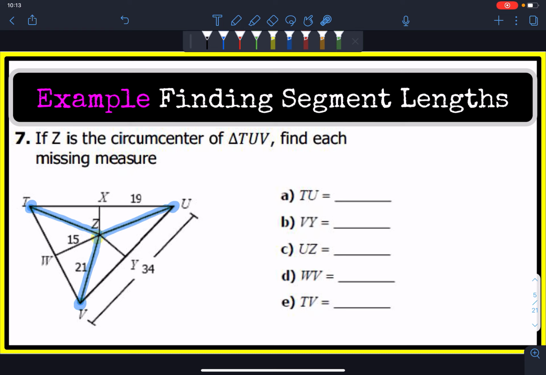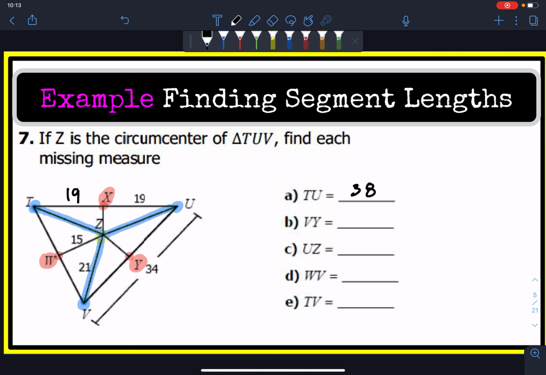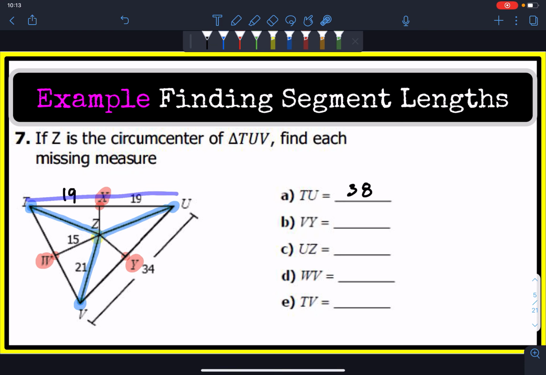Now we want to start by first figuring out the distance from T to U. So let's see, let's find T. T is located here all the way to U, which is all the way over there. Well, let me highlight these points. Since X, W, and Y are midpoints, they're located exactly in the middle, then that means that this side over here is also going to be 19. So this is also going to be 19. So the distance from T to U would be 19 plus 19, which is equal to a total of 38.